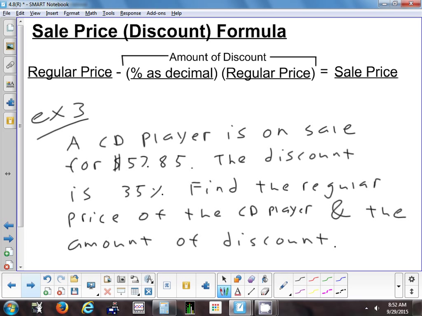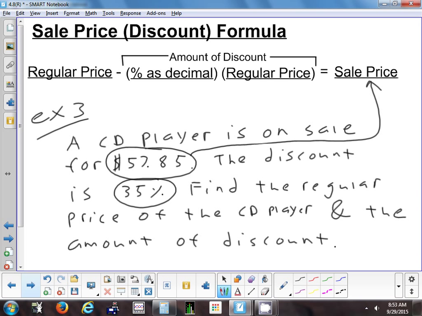All right, let's start with $57.85. Where's that going to go in my formula? Gage? Sale price. Yeah, that's the sale price. Good job. Okay, how about 35%? Where's that one going to go? Yep. Percent as a decimal. Yep, that's your percent as a decimal. And what's the only thing we don't have in the formula?